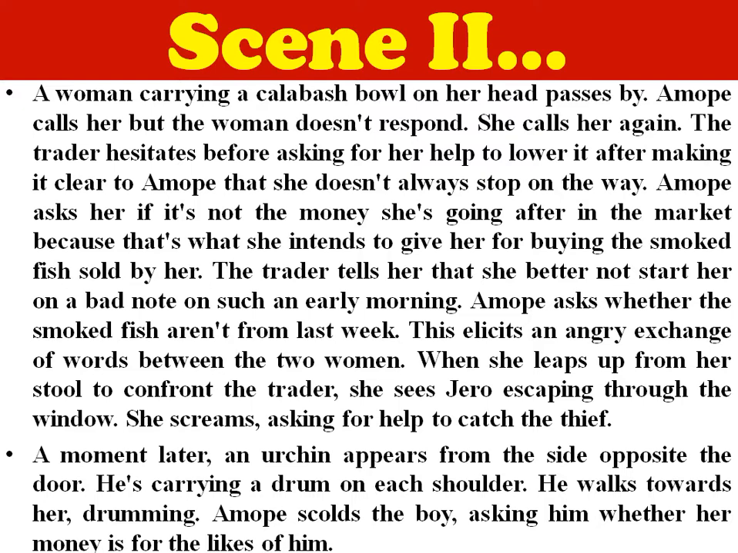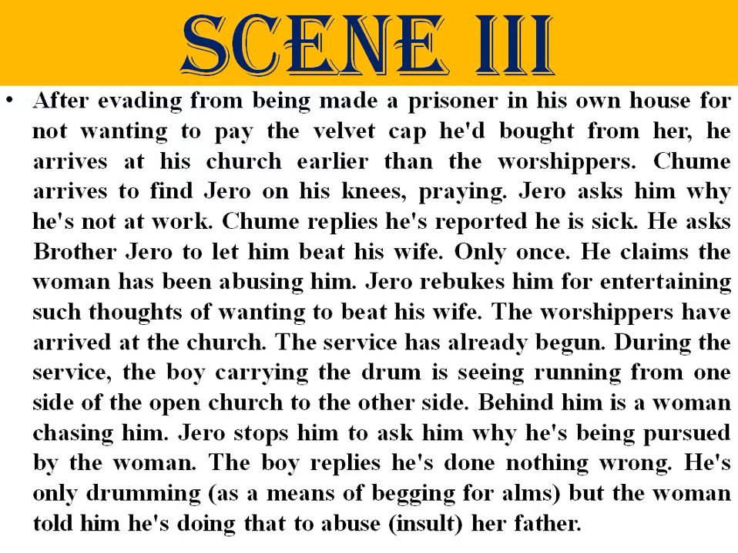So in scene 3, after evading being a prisoner in his own house for refusing to pay for the velvet, we saw him in the church. He arrived at the church earlier than the worshippers. So Chume arrived to find Brother Jero on his knees praying. So Chume now asked him why he was there.